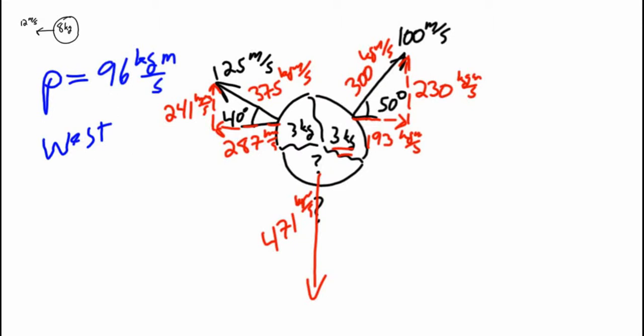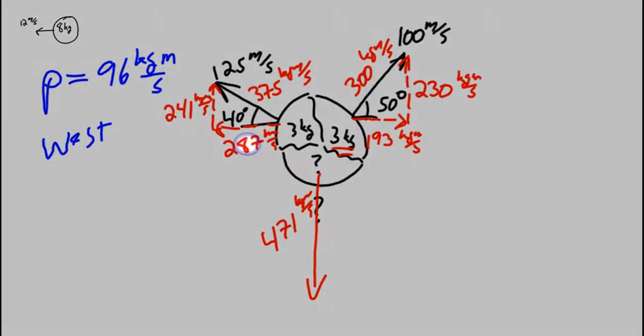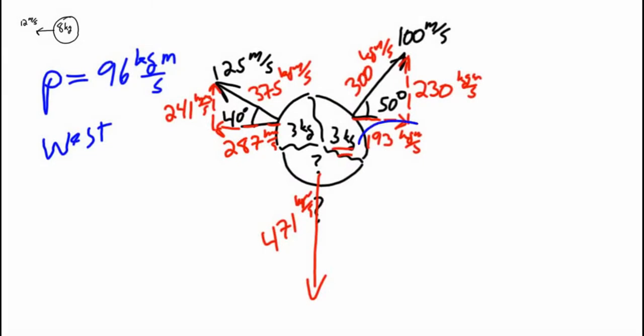We know that we need to be going west at 96. That means that our other two, which is west at 287 and east at 193, should cancel to give me a 96 west. They do cancel, right? If you look at this, it gives us about 94 west. And so it almost is perfect. I made up these numbers and almost got it perfect, but it's not quite perfect.